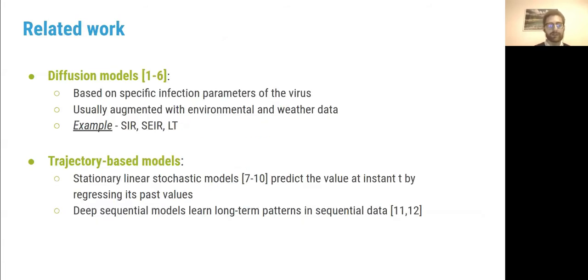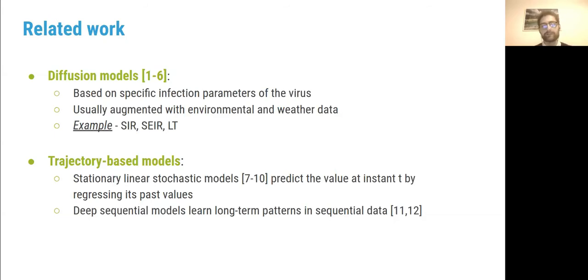The literature of epidemic spread prediction can be divided into two classes: diffusion models and time-related models. Diffusion models are based on specific infection parameters of the virus under consideration, possibly augmented with data such as environmental data, traffic and weather data, and of course social data. Models based on time series include stationary linear stochastic models such as ARMA and ARIMA, where the epidemic spread at time t is predicted by regressing its past values.